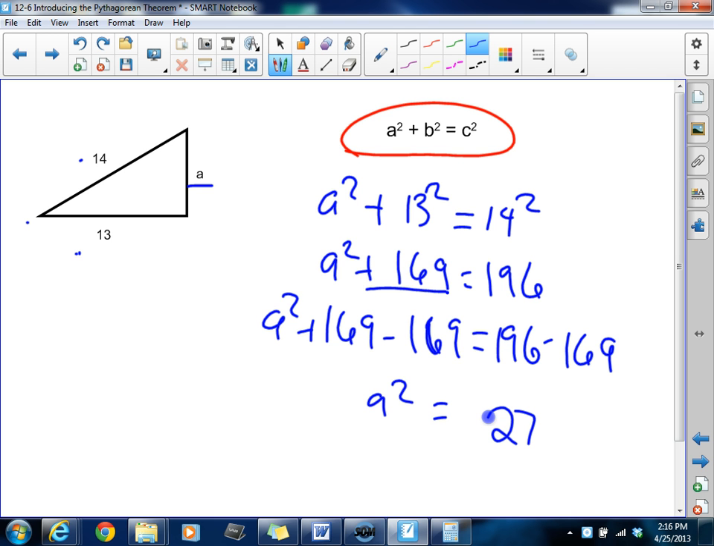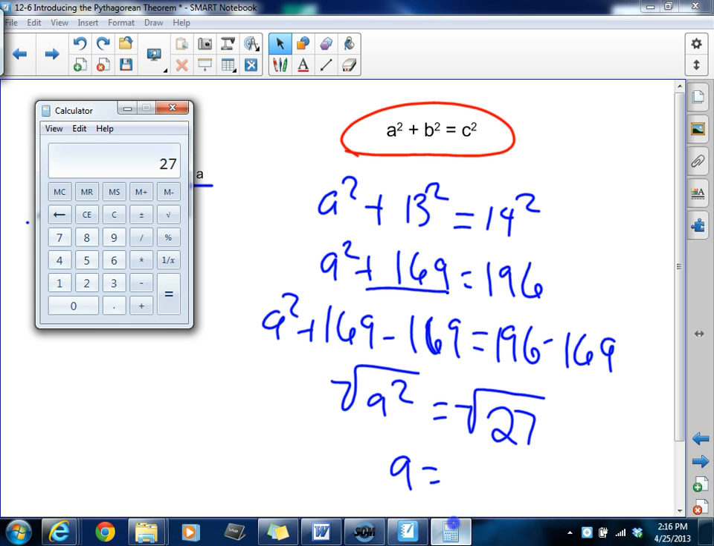Now, we're almost at the right answer, but we have one thing left to do. Remember, if we want to find a by itself, I don't want a squared, I want a by itself, so I need to take the square root. So I'm going to square root both sides. That's going to get rid of the squared, so the square root of a squared is simply going to be a. And I go back to my calculator: the square root of 27.